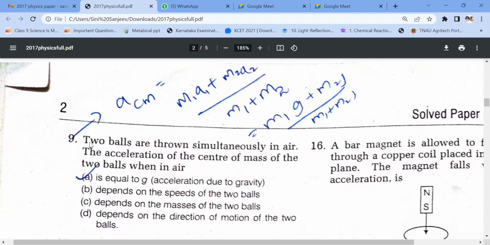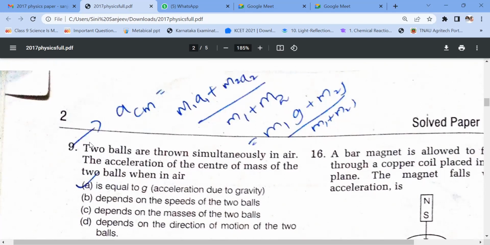Two balls are thrown simultaneously in air. The acceleration of the center of mass of the two balls when in air will be equal to the acceleration due to gravity, the first option. Because when I'm throwing the two balls, on Earth do we have the same gravity or different gravities? On Earth, the same gravity only, sir. In the sense, at the poles the gravity will be different. But if I am throwing the balls at one place, the gravity will be the same throughout.